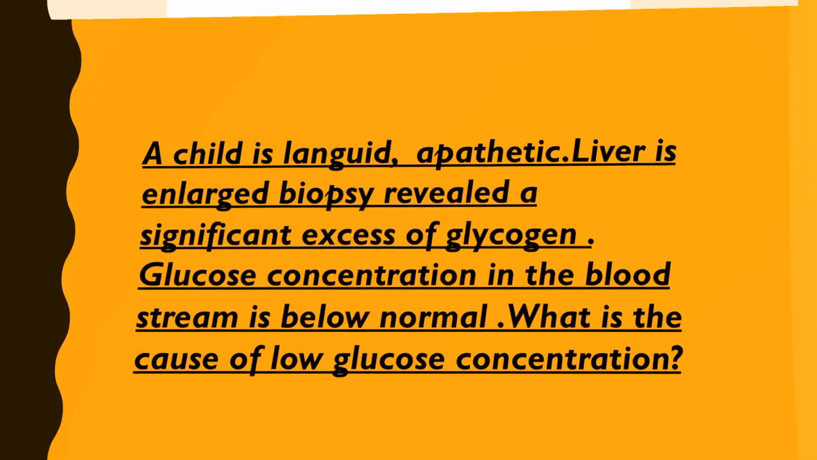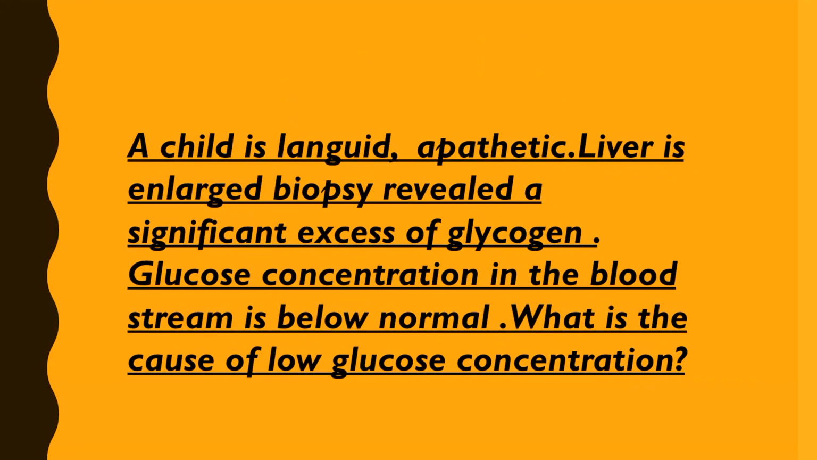But in the question, what is told? Here in the liver we can see a significant excess of glycogen, and the glucose concentration in the bloodstream is below normal. So a low amount of glucose in the blood and an excess amount of glycogen. So there is no problem in the glycogen synthesis. But what is the problem here? There is a problem in the conversion of glycogen to glucose. That's why there is a low level of glucose in the blood. So let's go to the options.